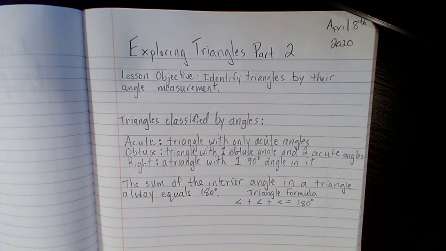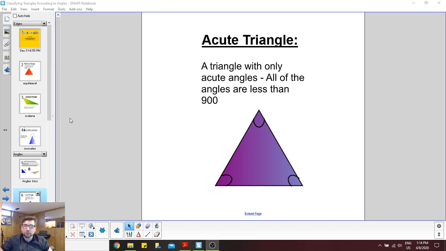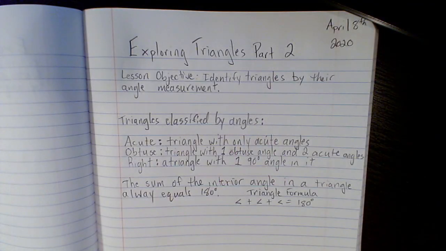Okay, so here is an acute triangle. An acute triangle only has acute angles. All three angles are smaller than 90 degrees, or less than 90 degrees. Not 900, that's supposed to say degrees. So you can write that down in your notes: acute, a triangle with only acute angles.